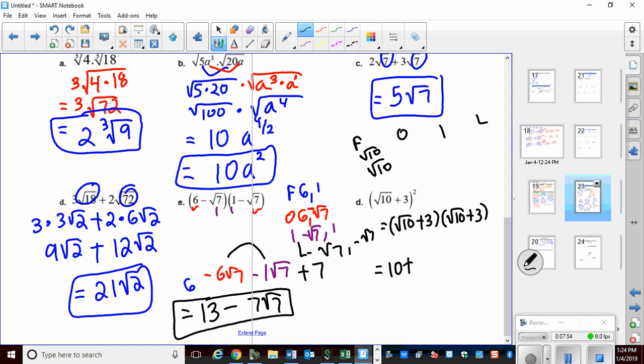plus 3 times the square root of 10, that's 3 square root of 10, plus the inner's right here, square root of 10 times 3, plus 3 square root of 10, plus 3 times 3, which is 9. Simplifying, 10 plus 9 is 19. 3 square root of 10 plus 3 square root of 10 is 6 square root of 10.